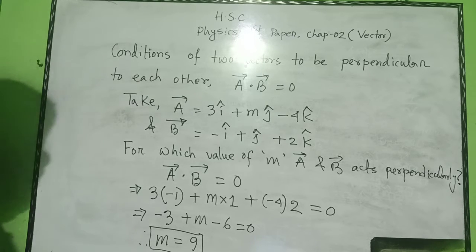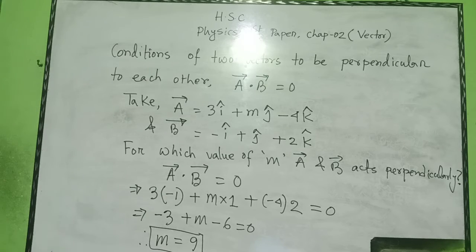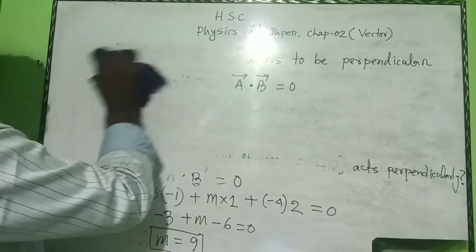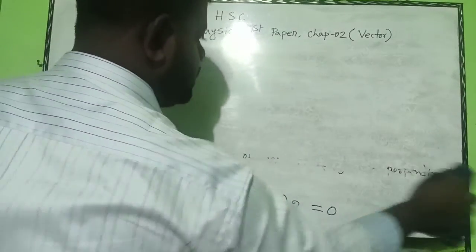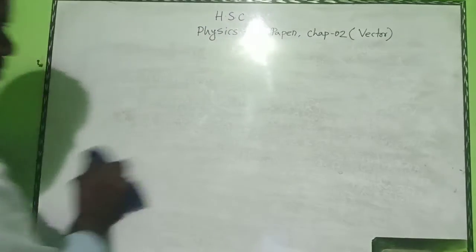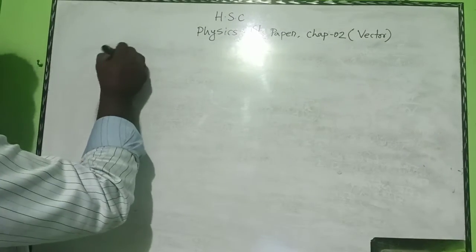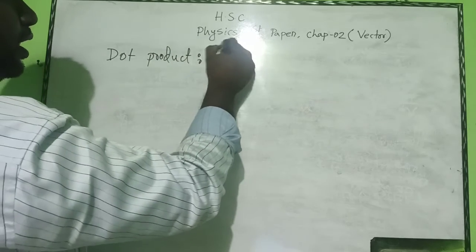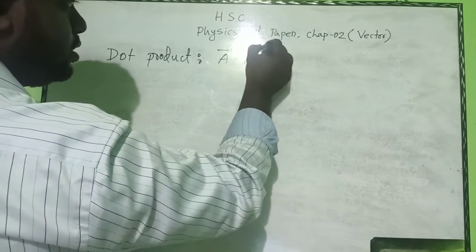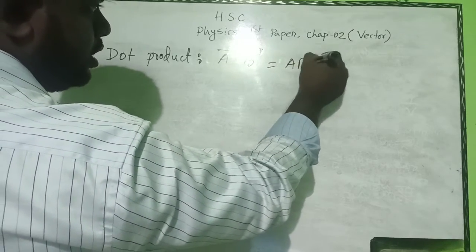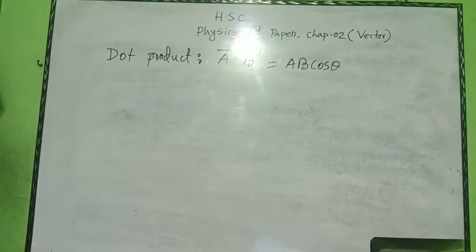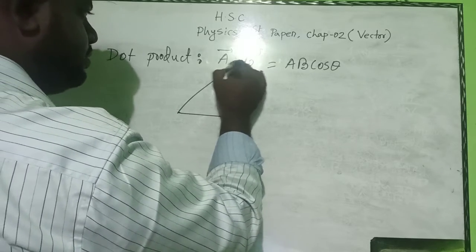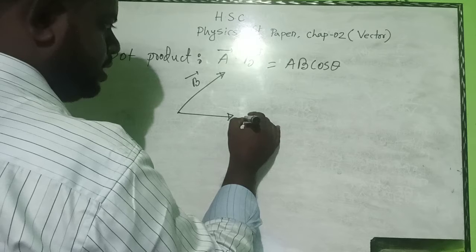Okay. Now I want to draw your attention to another point. Look. Dot product, right? That is A vector dot B vector equals AB cos theta. Okay, this one is A vector and this one is B vector.